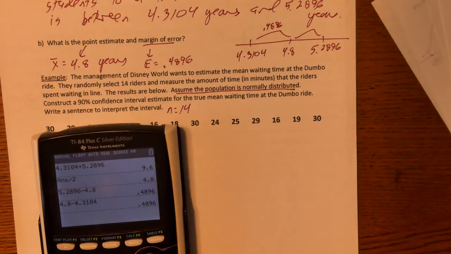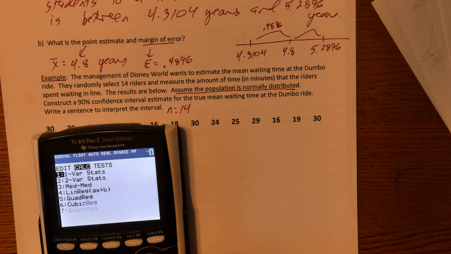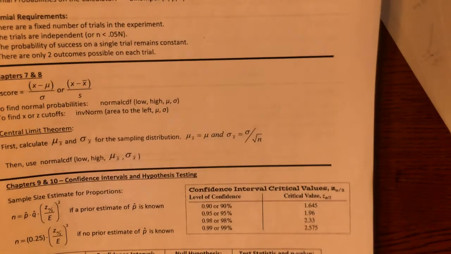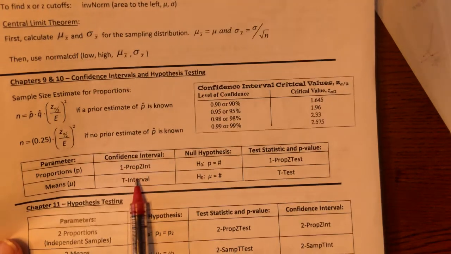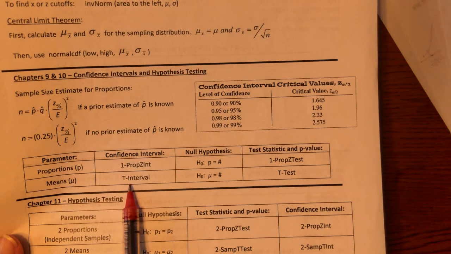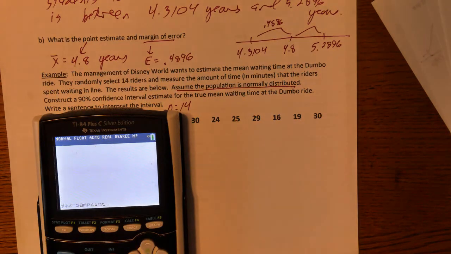So when I go to Stat, Test, I'm still going to pick option 8 for T interval. On your chart, we're doing confidence interval with means, so we pick T interval. That's what's on our chart. Confidence interval with means, we pick T interval. So that's what I'm picking.